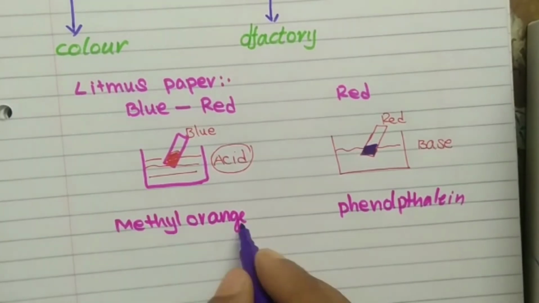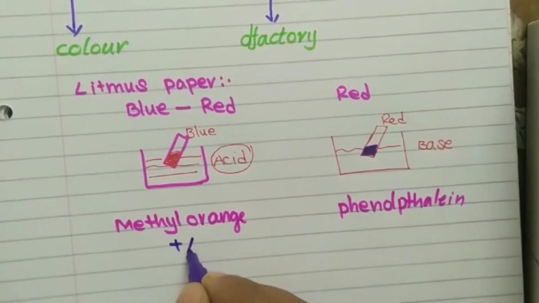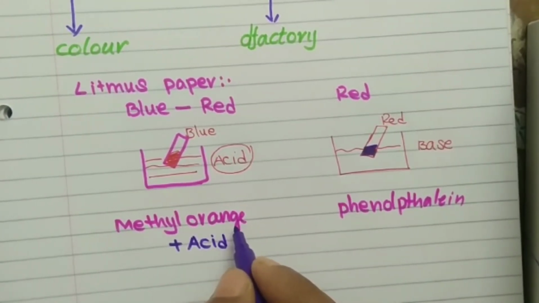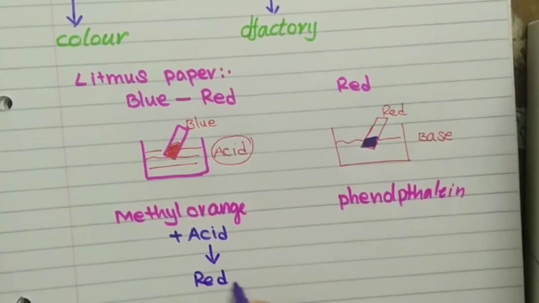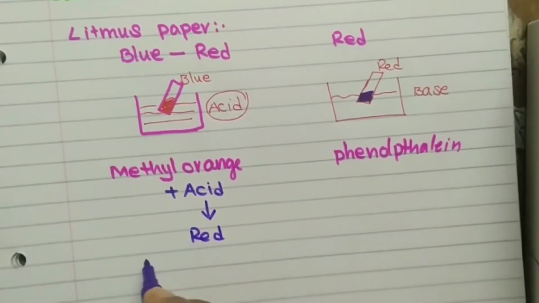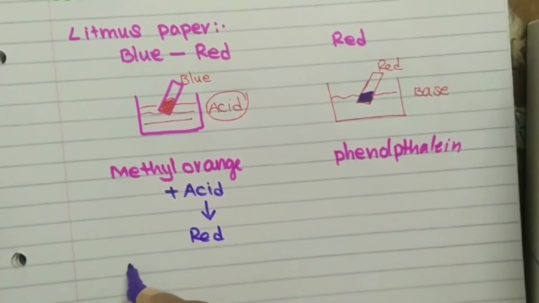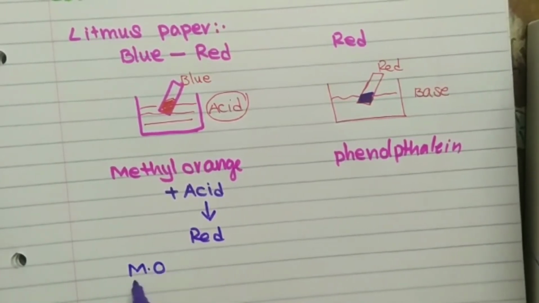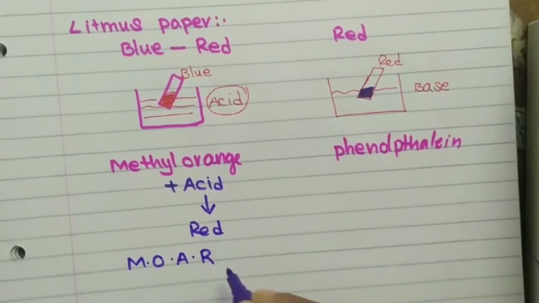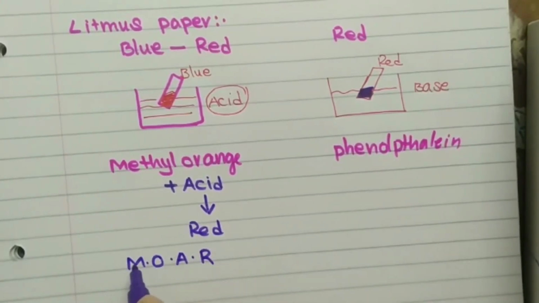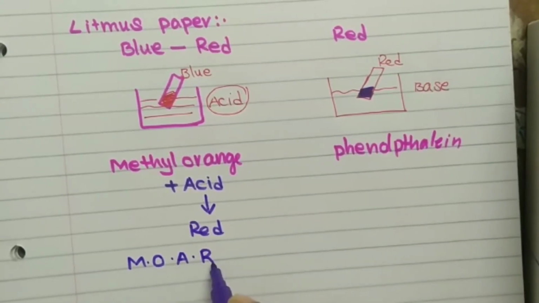Methyl orange indicator, when dipped in a solution, combines with acids. Methyl orange is actually a colorless liquid. When it is dipped in a solution of acid, it immediately changes to red color. We can remember this point simply: methyl orange, MO. When combined with acid, it immediately changes to red. You can easily recognize this point as MOAR: methyl orange, acid, red color.